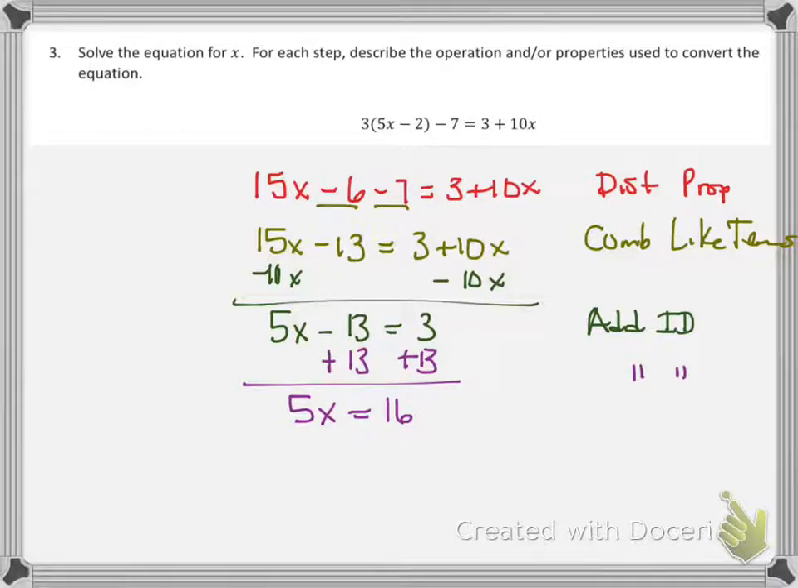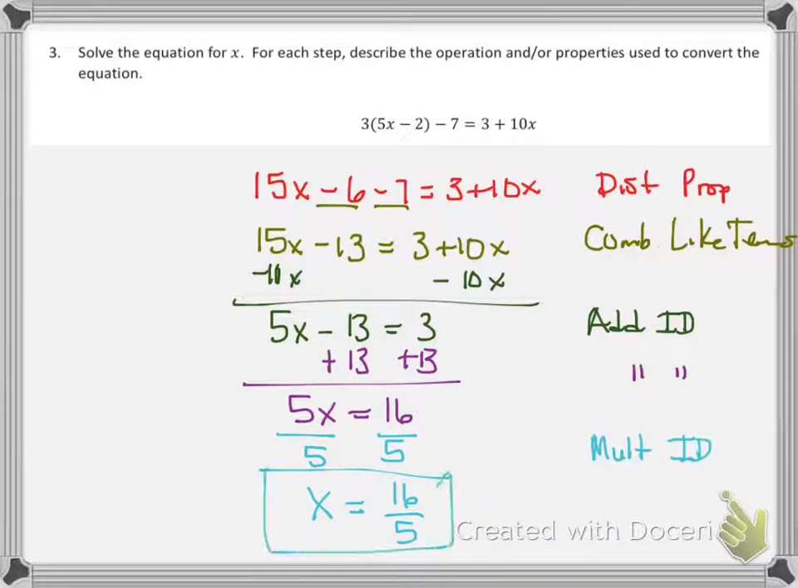And let's see, continuing, divide by 5. And that's x equals 16 fifths. And that is the multiplicative identity property. And that's my answer, x equals 16/5.